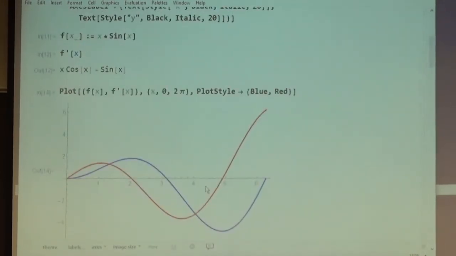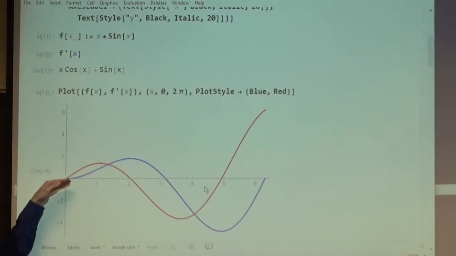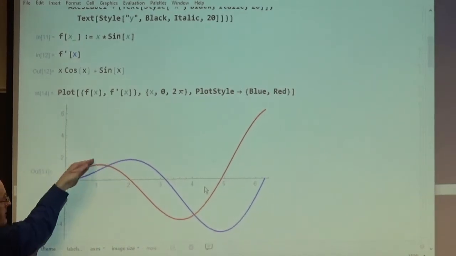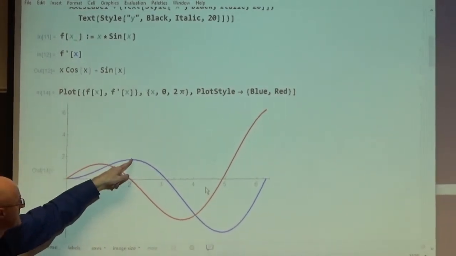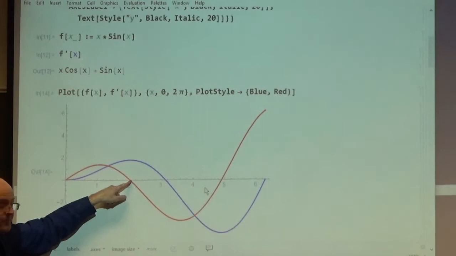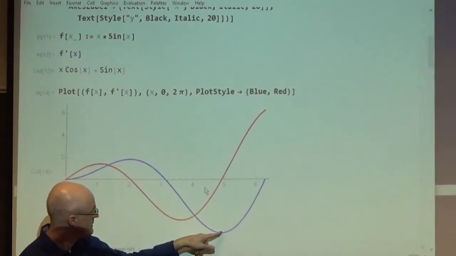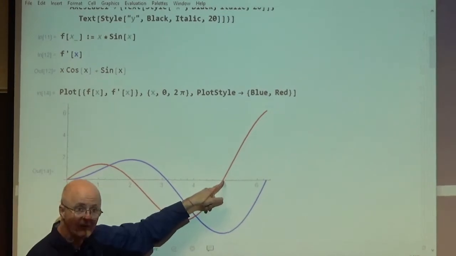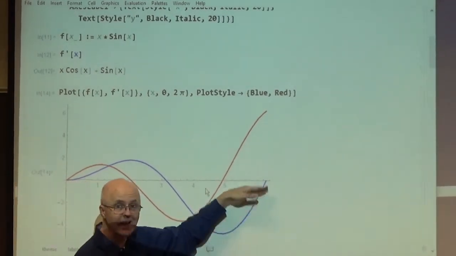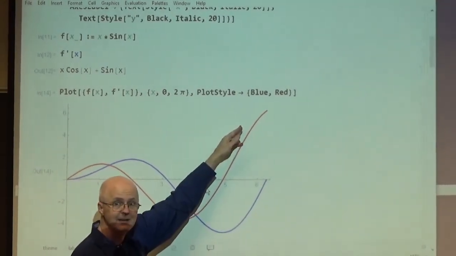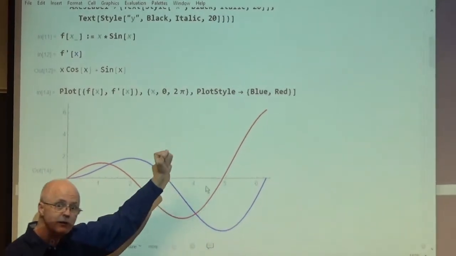The derivative gives you the slopes of the original. Here the slope of the blue is positive. The output of the red is positive. Slope of the blue is 0 right there. The output of the red is 0. Slope of the blue is negative in here. The output of the red is negative. Slope of the blue is 0 right there. The output of the red is 0. Slope of the blue is positive over here. The output of the red is positive. The red is the derivative of the blue.